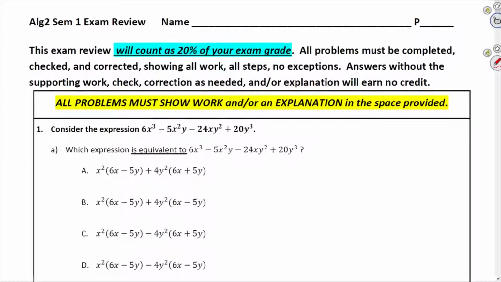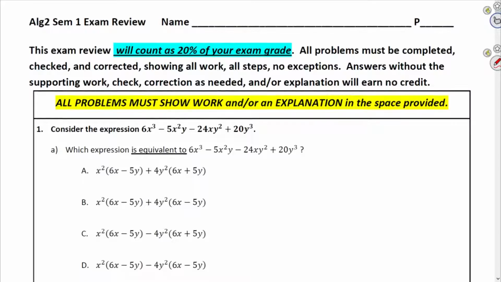This video goes over the Algebra 2 Semester 1 exam review. This review will count as 20% of your exam grade. So it is very important that you complete, check, and correct this review, that you show all of your work, and that you do really, really well on it, because this will count as part of your semester exam grade. Okay? We're very serious about this.